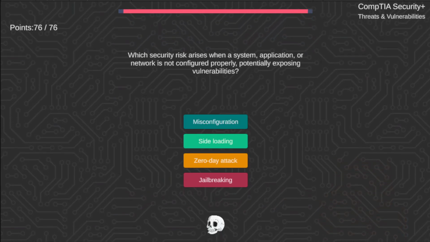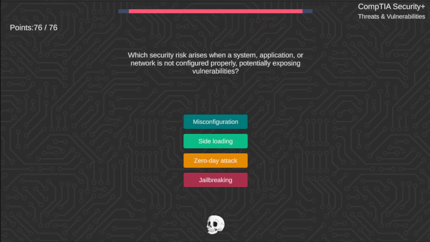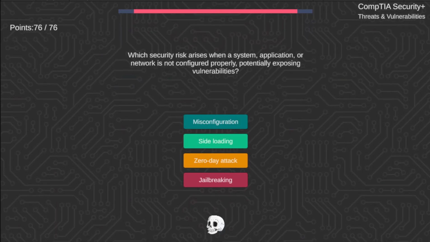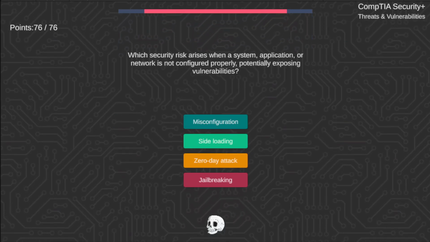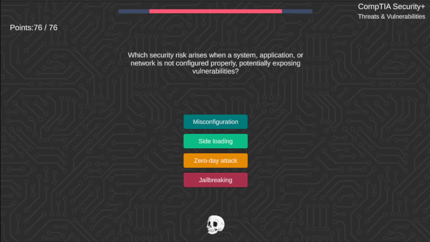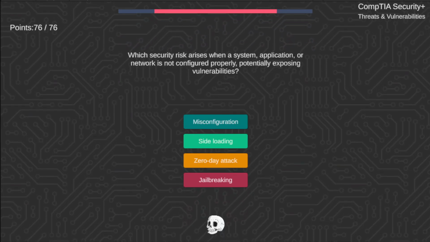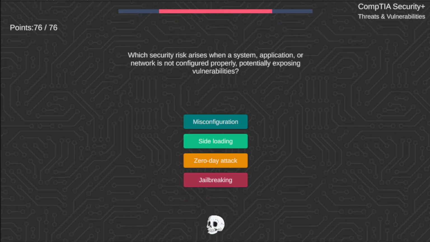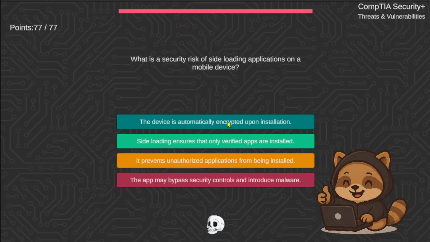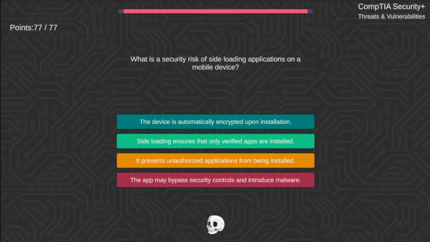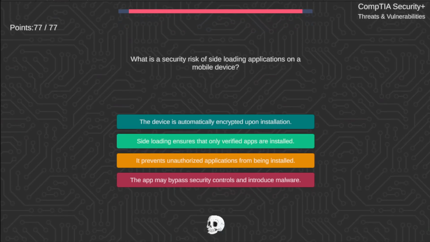Which security risk arises when a system, application, or network is not configured properly, potentially exposing vulnerabilities? Misconfiguration, sideloading, zero-day attack, or jailbreaking? Correct answer is misconfiguration.